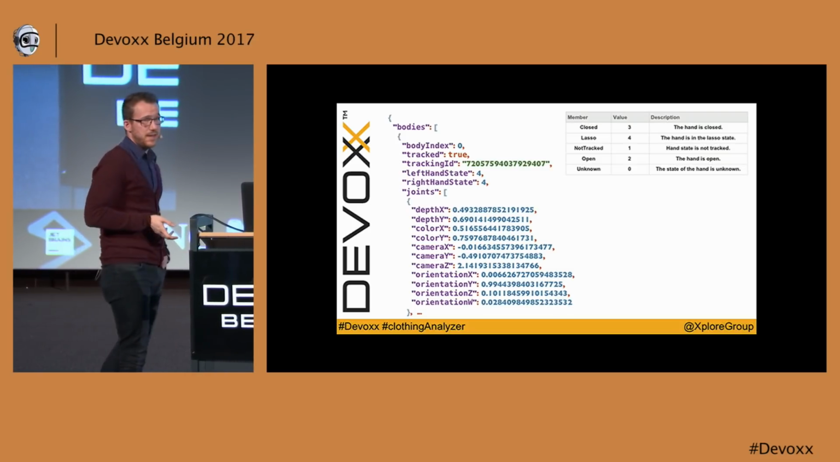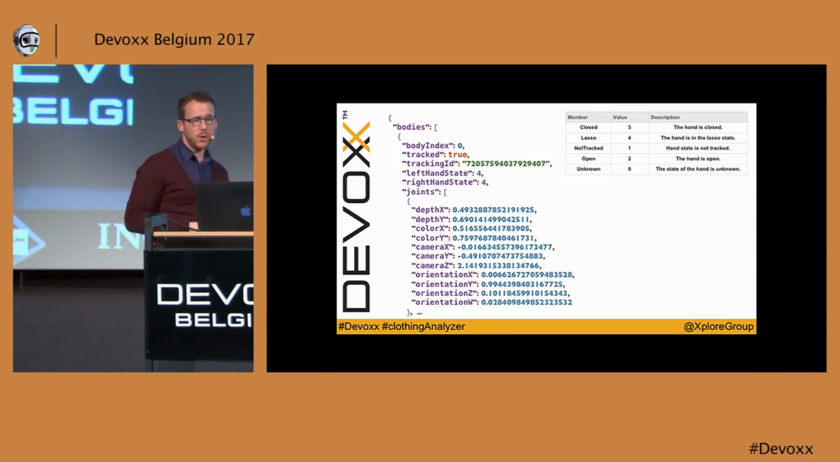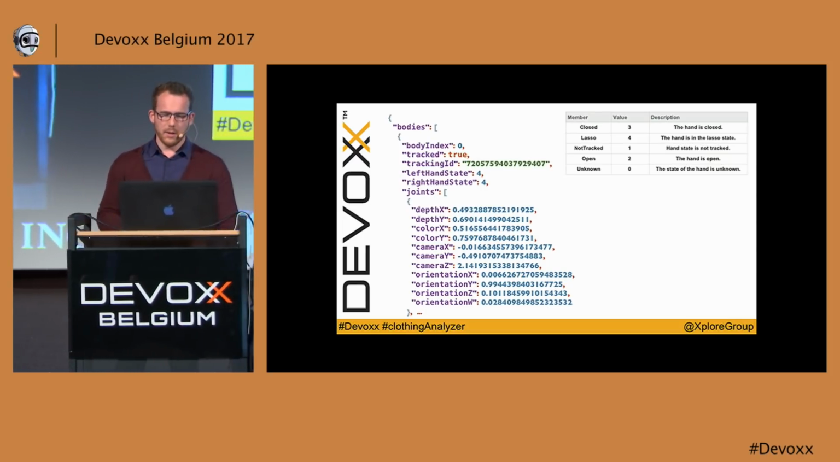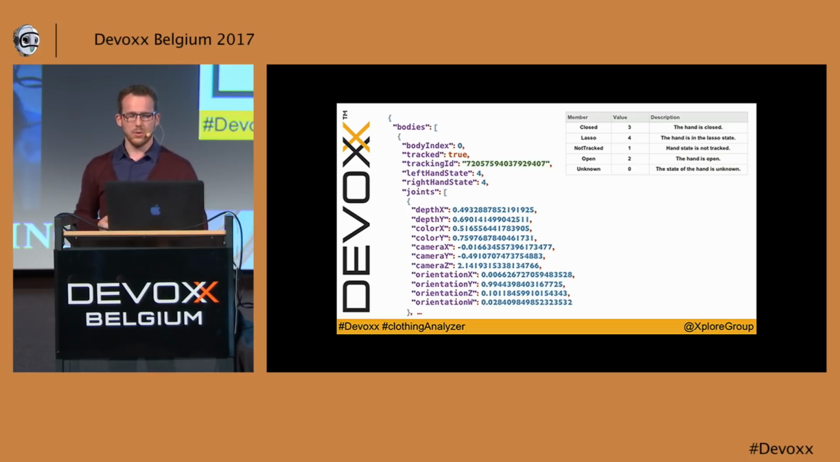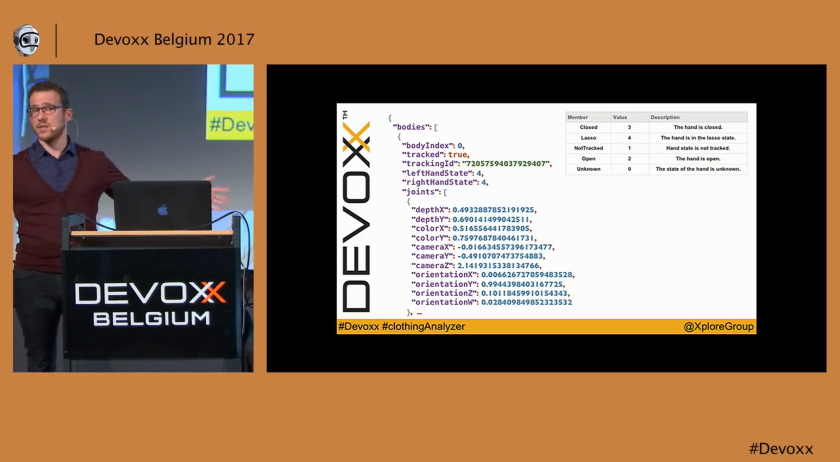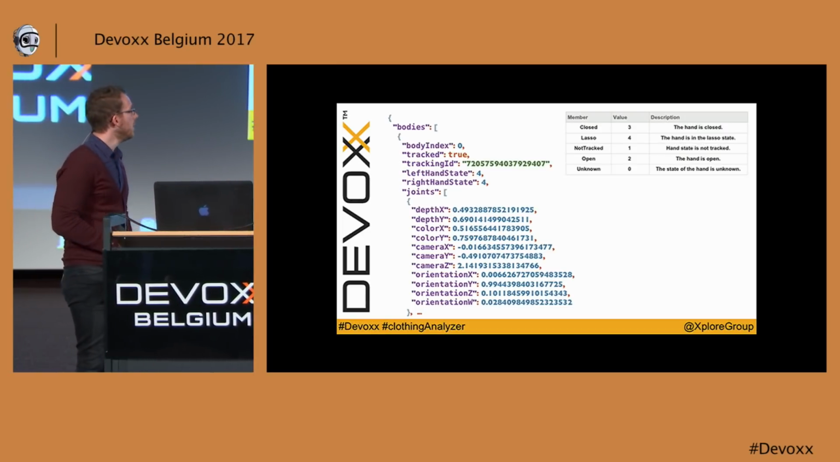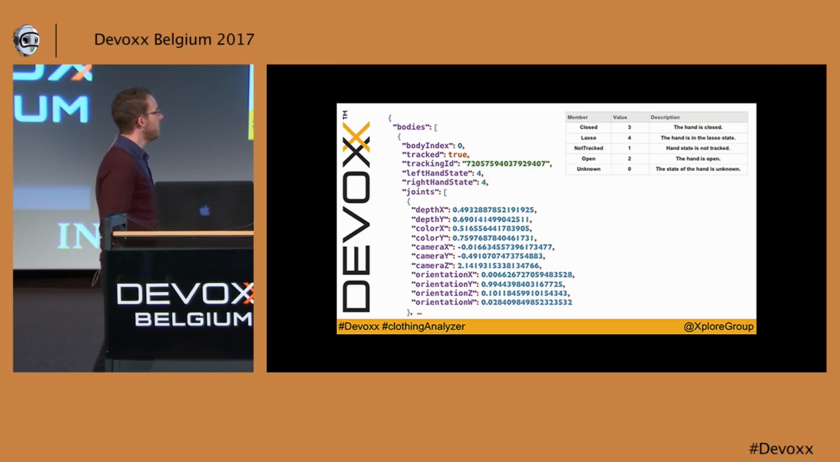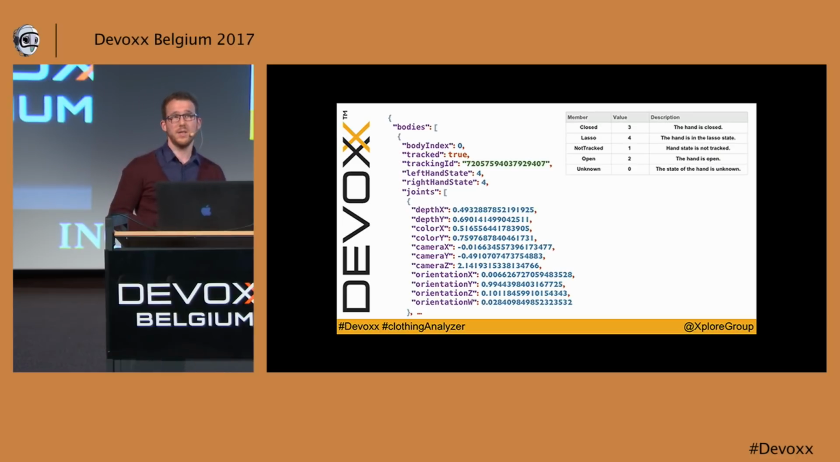And then the hand state. The hand state can go up to 4 states. So when it's closed, a lasso, not tracked, open, and unknown if your hands are, for example, out of the field of view. Now the lasso tool, that's something different. I didn't know what it was. I had to Google it also.